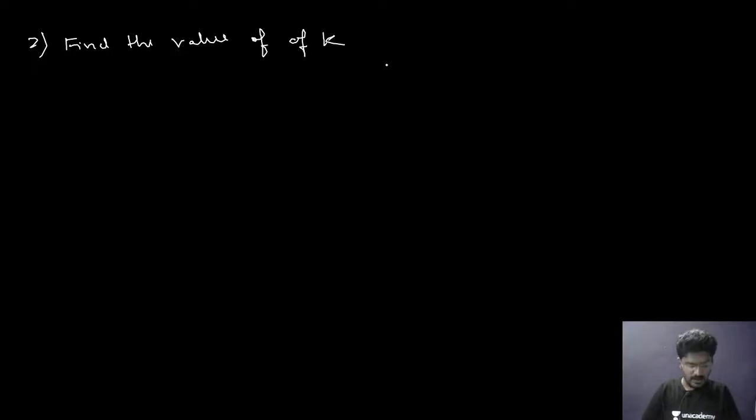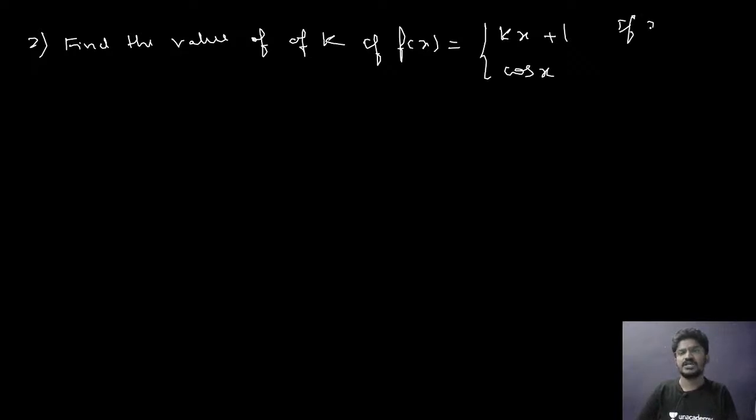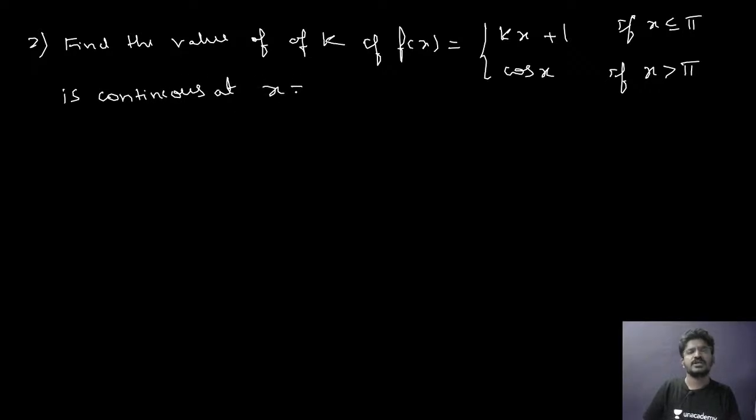So see the second one, that is: find the value of k, if f of x is equal to kx plus 1 if x is lesser than or equal to pi, and cos x if x is greater than pi, is continuous at x equal to pi.